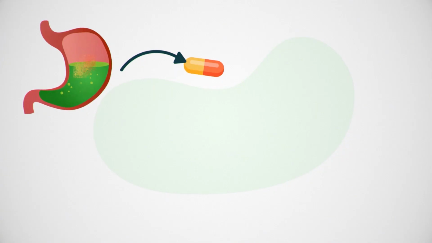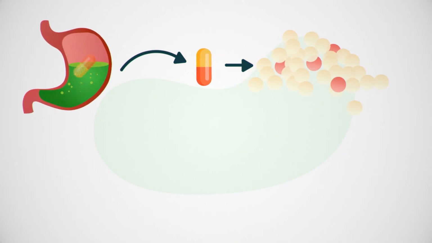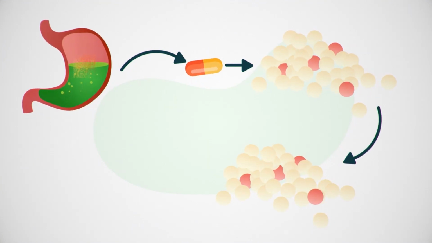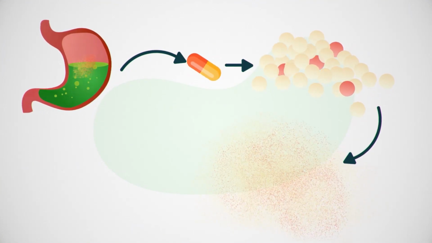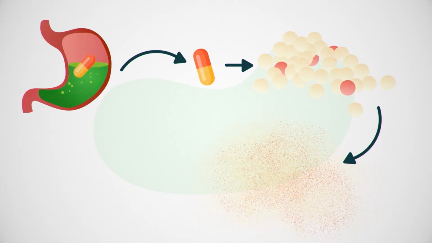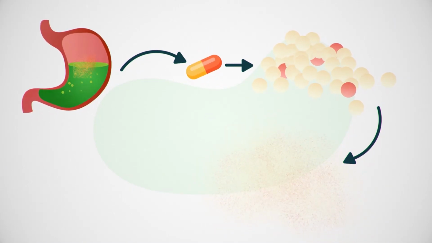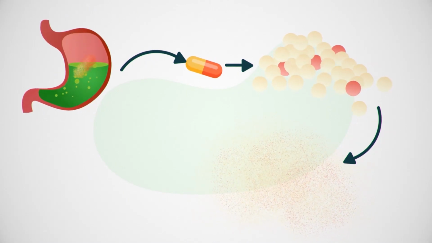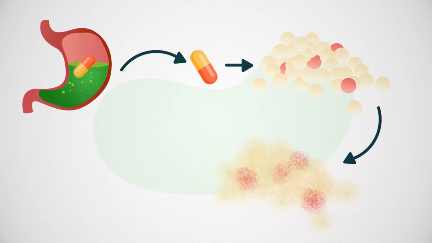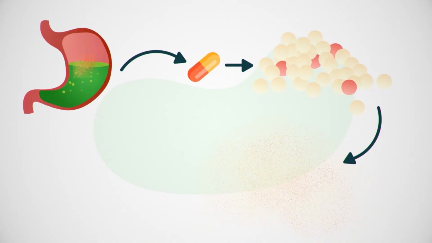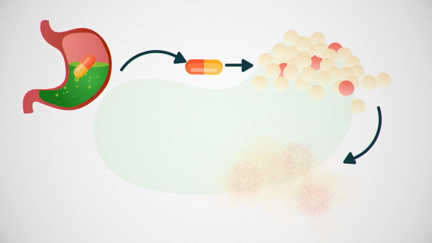Liberation is the first step. It is the process in which an active principle is released from the pharmaceutical form that contains it. The liberation process begins when the pharmaceutical form comes into contact with physiological fluids. This initial wetting leads to disintegration, which is the breakdown of the solid pharmaceutical form into small granules. As a result, the surface area increases, facilitating the dissolution process.